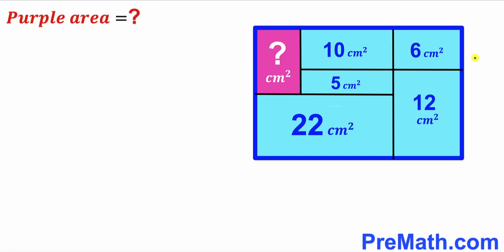In this video, we have this big blue rectangle that consists of a bunch of rectangles, as you can see in the given diagram, such that the area of this purple shaded rectangle is unknown, whereas the areas of the other rectangles are 10 cm², 6 cm², 5 cm², 12 cm², and finally 22 cm² respectively. Our task is to find the area of this purple shaded rectangle.